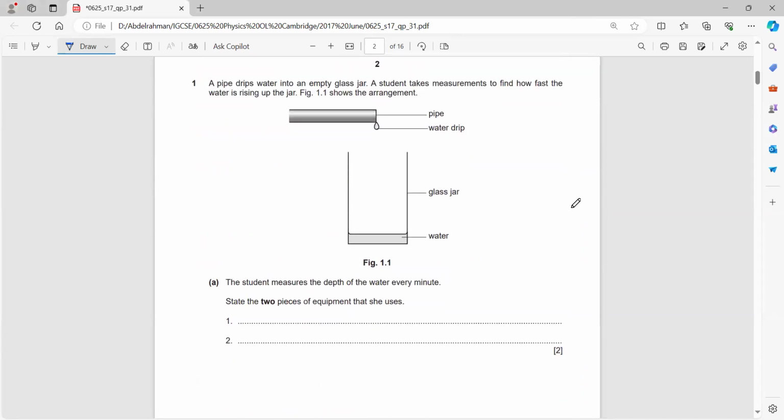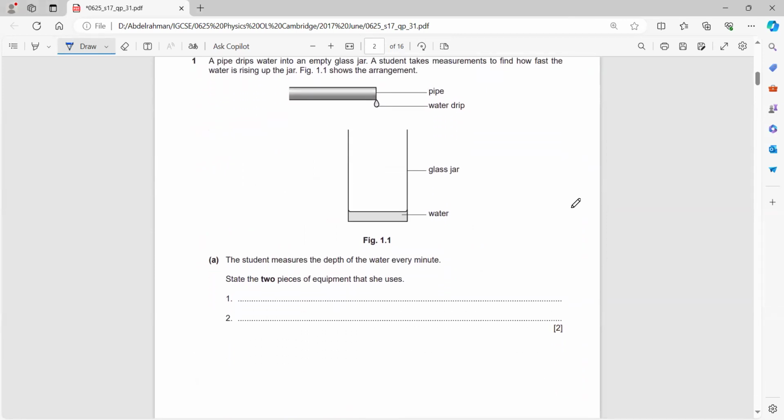Question 1. The student measures the depth of the water every minute. State 2 pieces of equipment that she uses. Stopwatch is correct. Okay, definitely. I need the stopwatch. But measuring cylinder is wrong. Ruler. Thank you. I need a ruler.